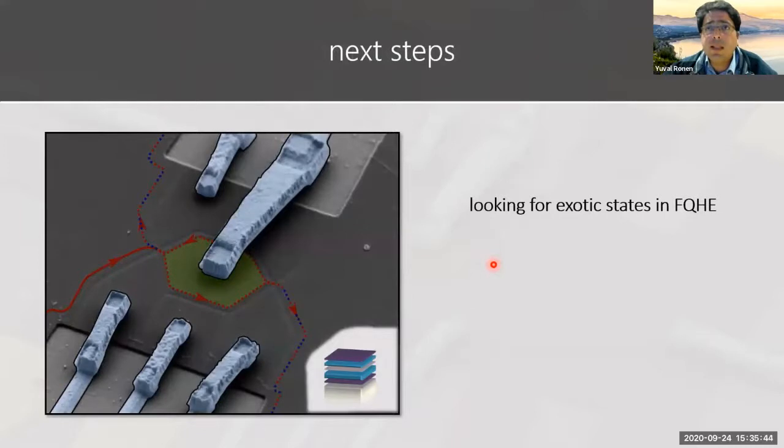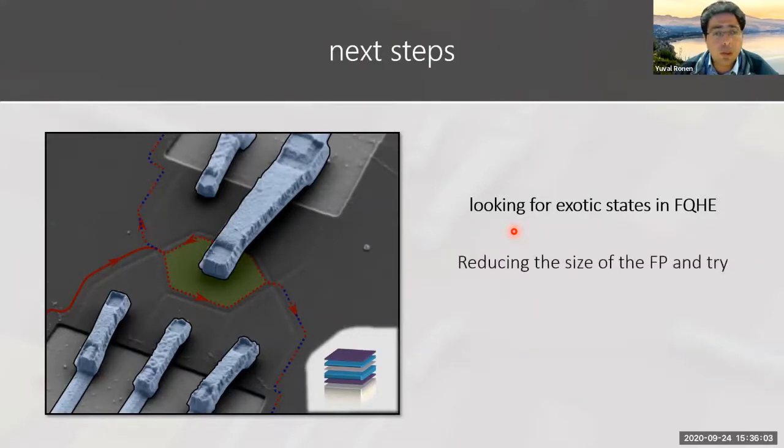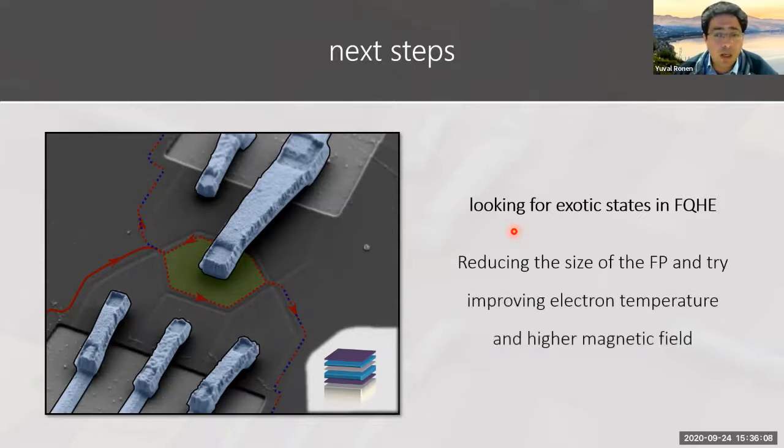So, three slides about next steps and basically what we are doing now. What you saw is a picture of around half a year ago. Now we are looking at these exotic states, and we are trying to see this Fabry-Perot oscillation in the fractional quantum Hall effect. The main thing we are trying to do is reduce the size of the Fabry-Perot, improve the electron temperature, and go to higher magnetic field. We are really trying to improve our dilution system, filter the noise, and reduce electron temperature.